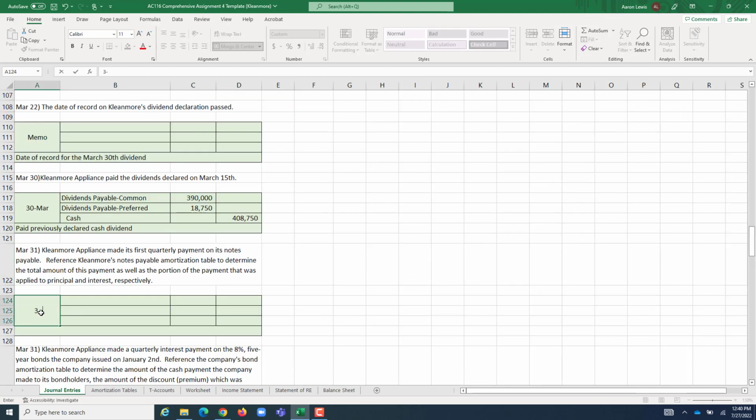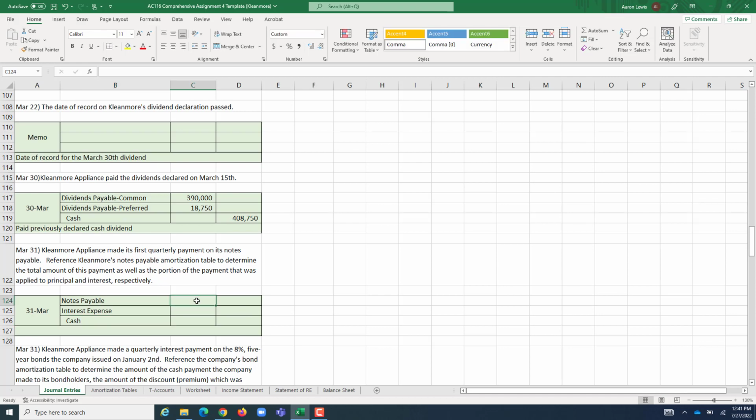So on our books, to account for that, the amount that goes towards principal reduces your liability. We're going to need a debit to notes payable. Liabilities go down with the debit. The amount that goes towards interest is going to get recorded as an interest expense, and the total amount of your payment is the total amount of cash that you're going to transfer, so we're going to credit cash.